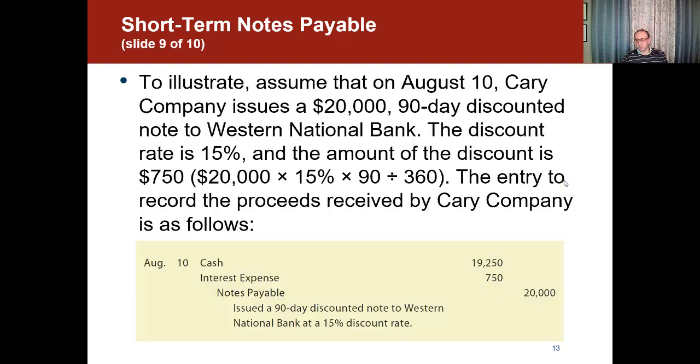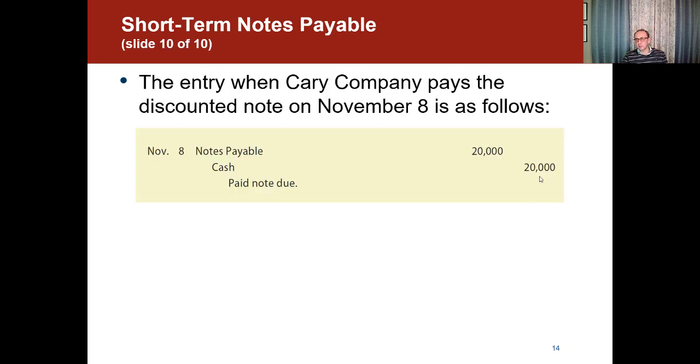So I'll just go back one slide. See, I borrowed $19,250 and I paid back $20,000. It's the same idea. We borrowed less to pay more in the future, and that's because of interest. But in this case, the interest is implied in the face value of the note.